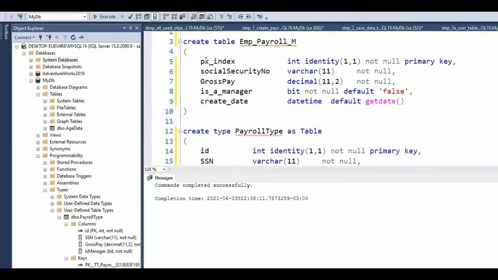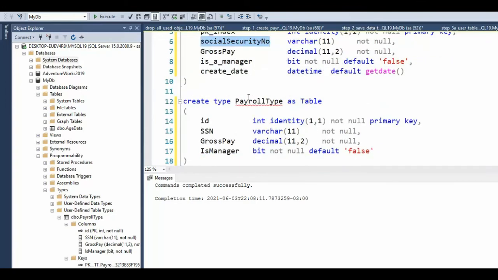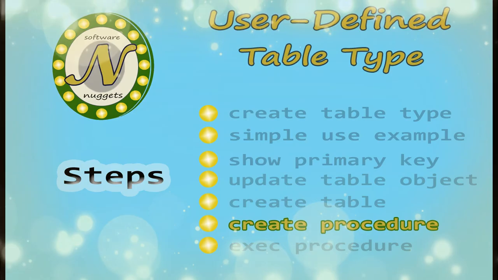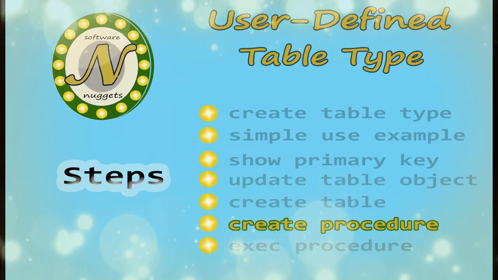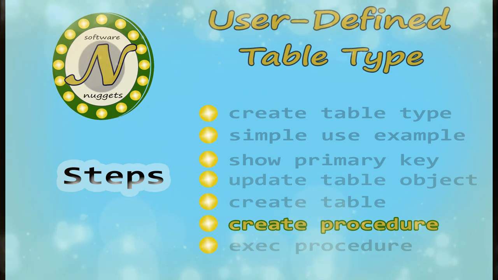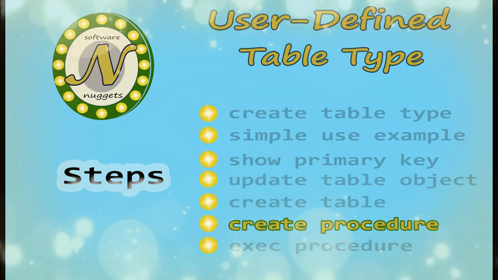Notice the PK index will be ID, social security number. So what this proves is you don't have to have the same names. The only thing that you have to have is the same data type. And now that our table has been created, we can create a stored procedure that will actually take that user-defined table type data, something that's in memory, and actually put it into the actual physical table.